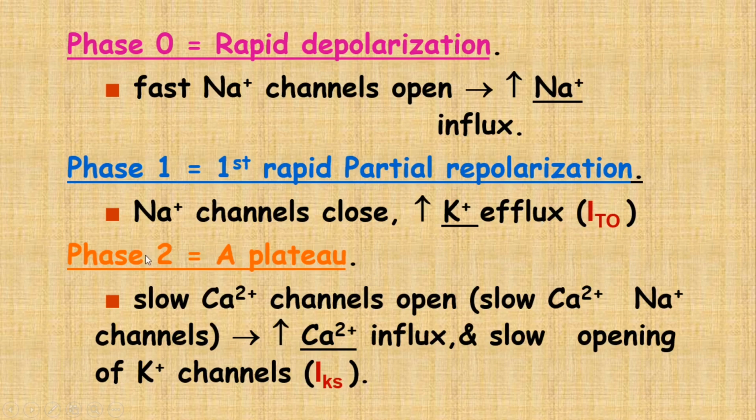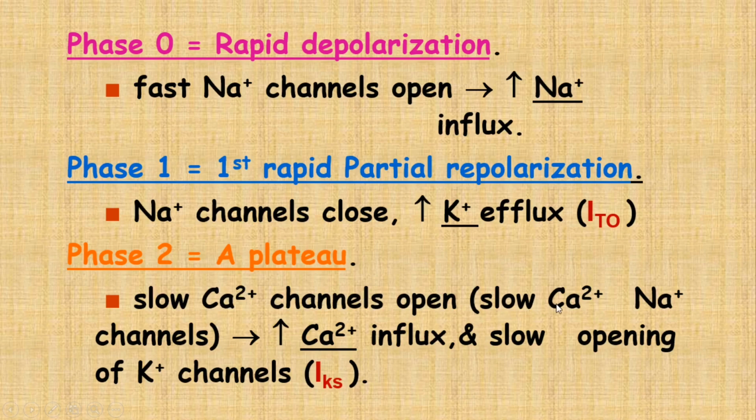Then phase 1 is followed by the sustained membrane potential phase, that is called the plateau. At the end of phase 1, the transient outward channel will get closed. Now there is an opening of another channel, called the slow calcium channel. It is also of one type, called the L type calcium channel, the long lasting calcium channel. It is also called the slow calcium channel. It opens at the end of phase 1.